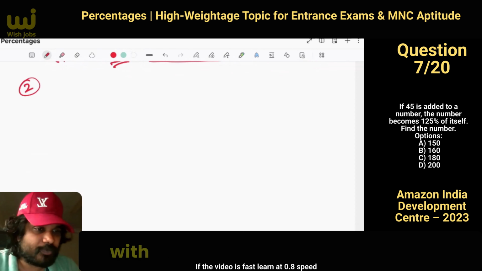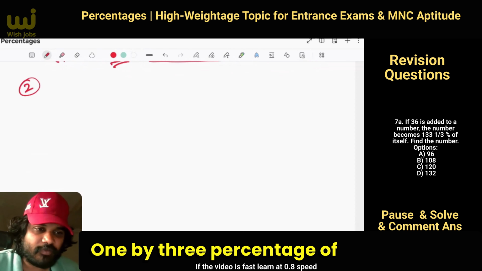If 36 of a number is added with the number, it becomes 133 1 by 3 percentage of itself. Find the number.